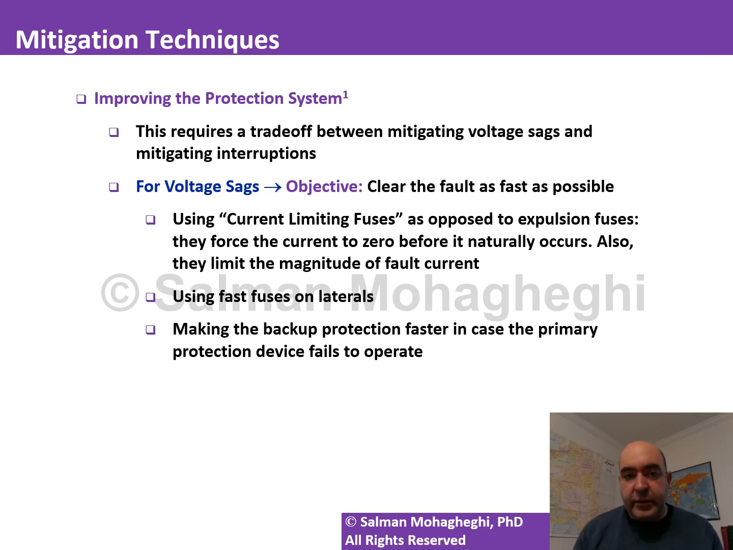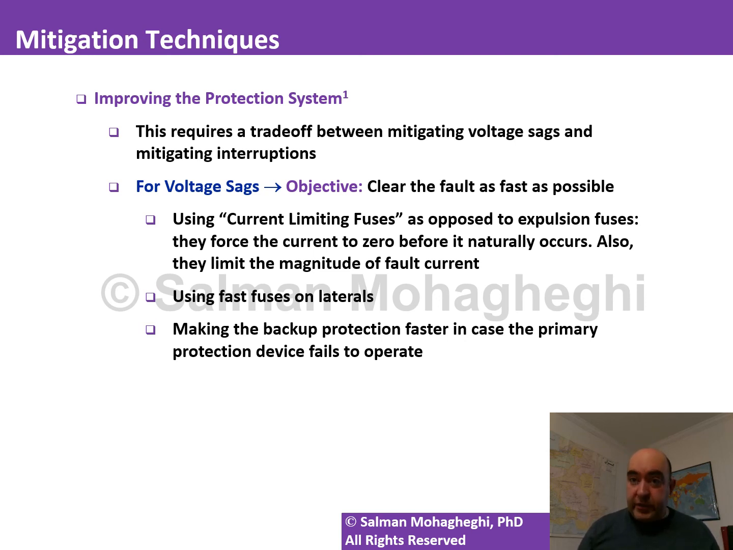One category of things we can do would be to improve the protection system. Here, of course, you have to keep in mind that designing the protection system to mitigate voltage sags would be different from designing the protection system to mitigate interruptions, because we have different objectives. When it comes to voltage sags, our objective is to clear the fault as soon as possible, just to make sure that fewer customers would actually be experiencing that reduction in voltage. So this means that on laterals in particular, you're going to have to use fast fuses so that they operate before the circuit breaker at the substation or the recloser would operate. So you want to isolate that faulty lateral before everybody on the circuit, on the feeder, would experience that reduction in voltage.